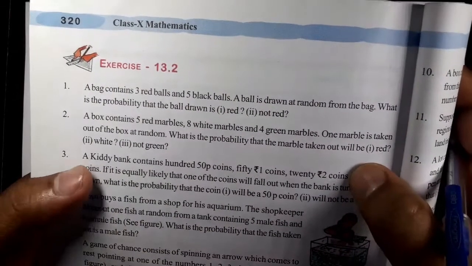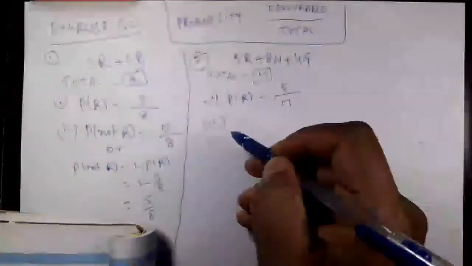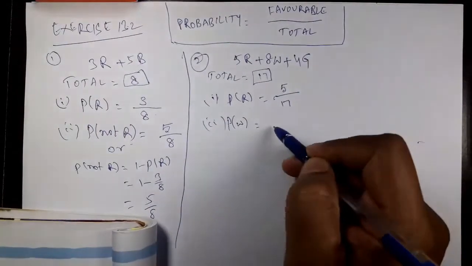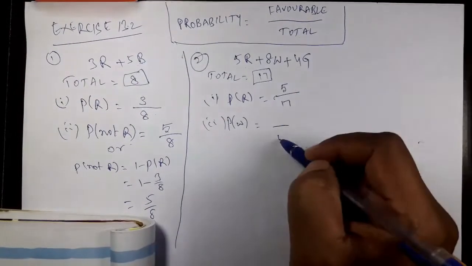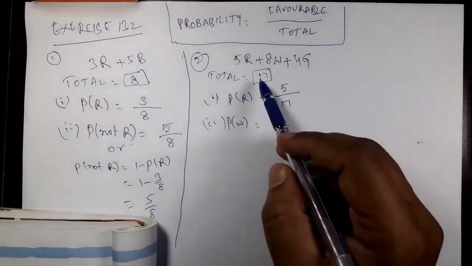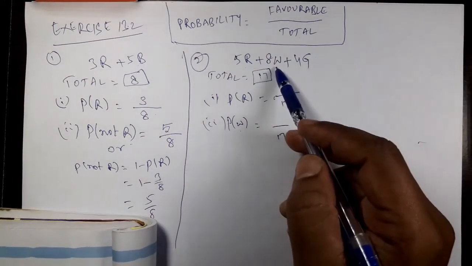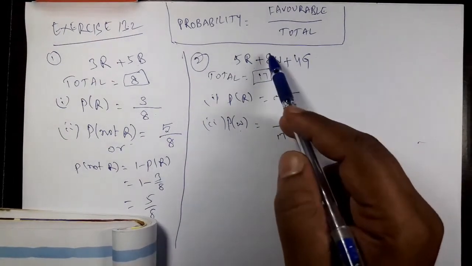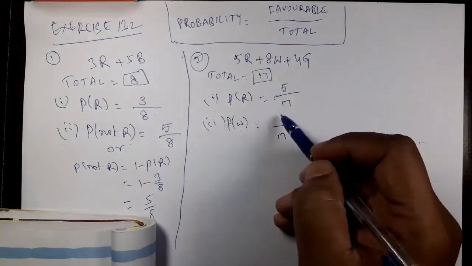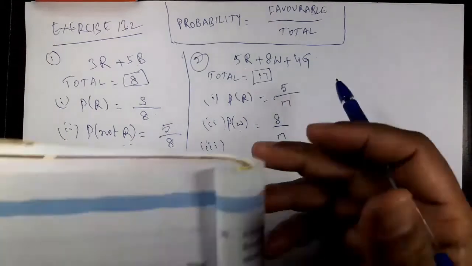Second part, white one. What is the probability that the marble taken out will be white? Probability of getting a white one. Yes, denominator is total, 17. Coming to numerator, how many of the 17 are white? How many white? 8 white, right? So 8 is the number of favorable outcomes. So numerator will be 8. 8 by 17.